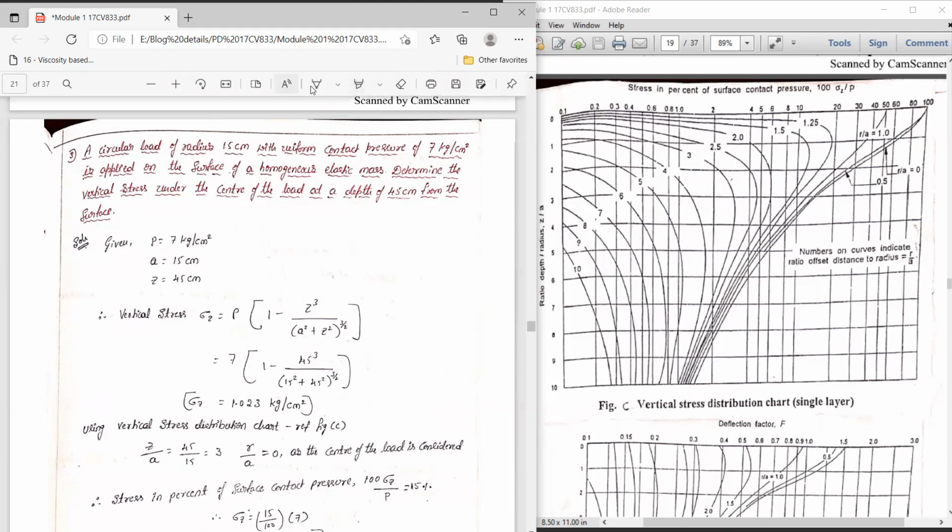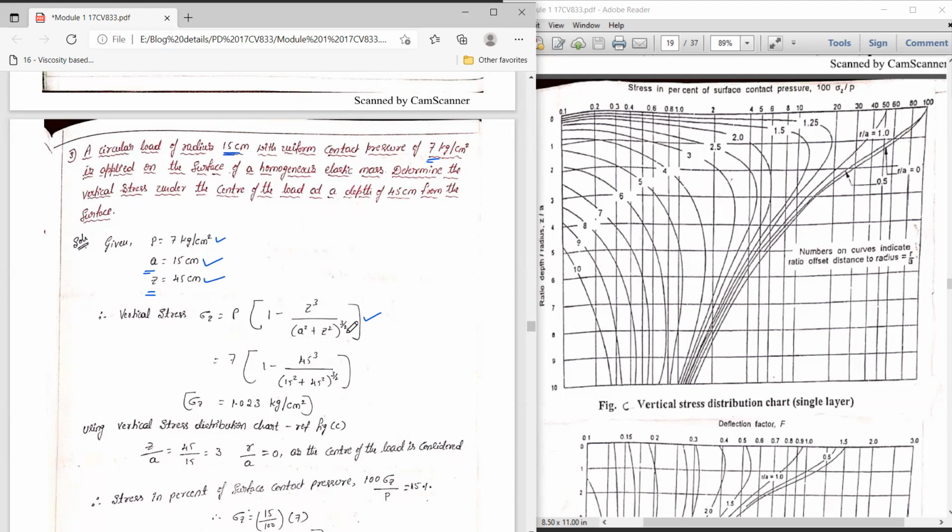In order to solve this, we have the Boussinesq equation: sigma z, that is vertical stress, is equal to P into 1 minus z cube divided by a square plus z square to the power of 3 by 2. In this problem, P stands for contact pressure, equal to 7 kg per centimeter square. A stands for the radius of the circularly loaded area, that is 15 centimeter. And the depth where we find the vertical stress is 45 centimeter. So the contact pressure, radius, and depth values are given.